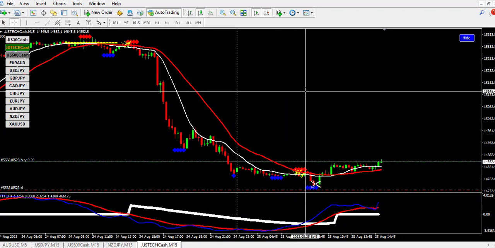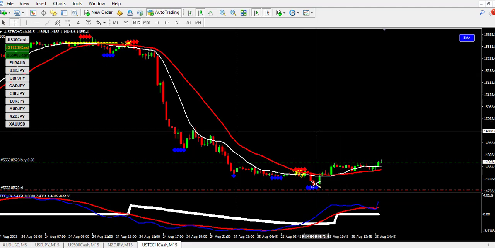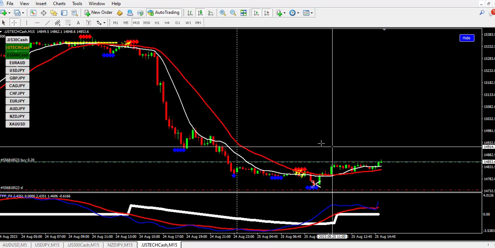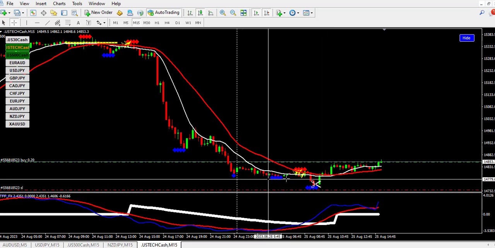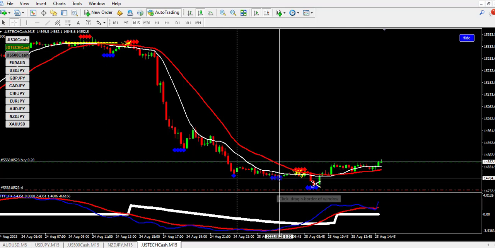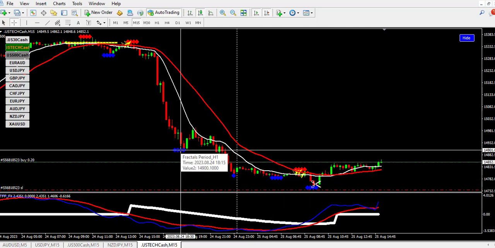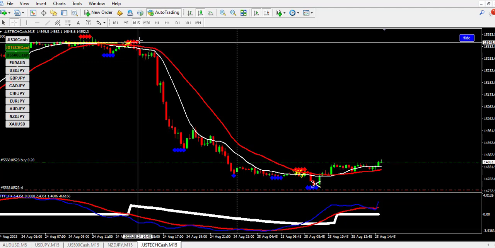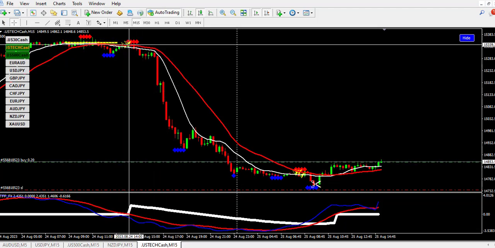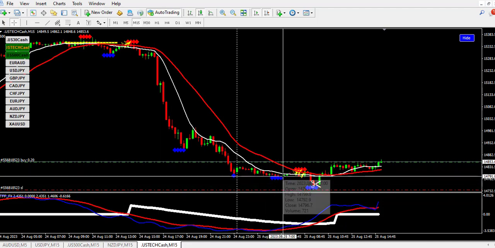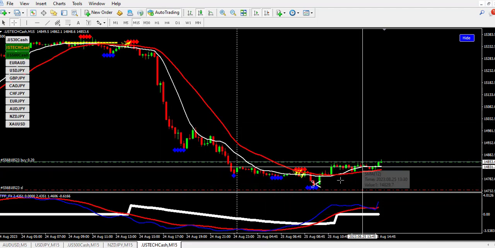Now I use this particular strategy on the 15-minute time frame downward. I can use it on 5 minutes or 15 minutes. So the first thing you have to look out for is this blue dot, this fractal indicator, either for a buy or for a sell. Blue is for buy and red is for sell, and the yellow arrow here is for sell, and the aqua color is for buy.